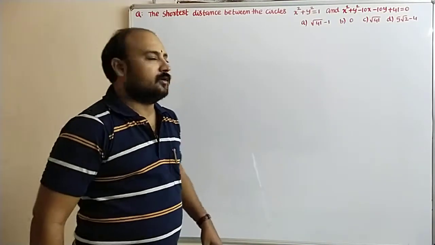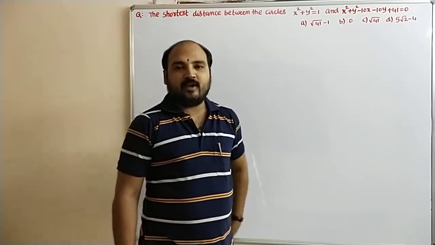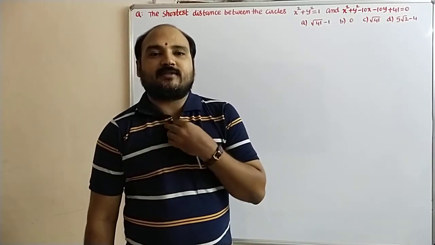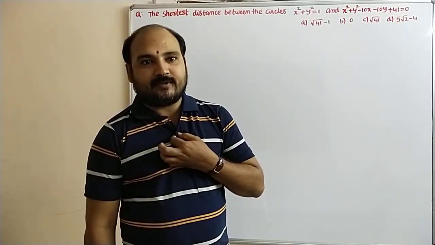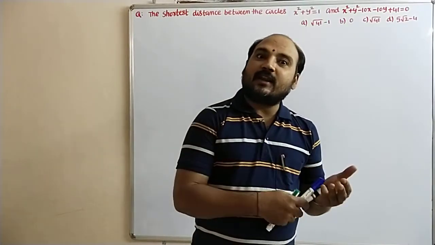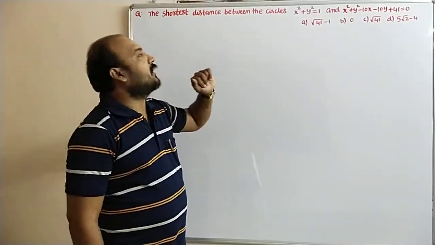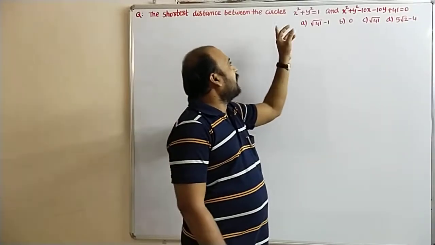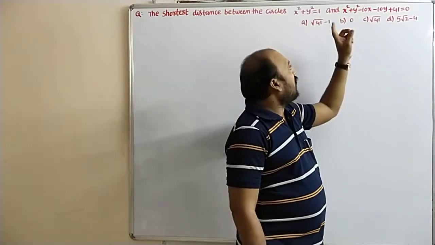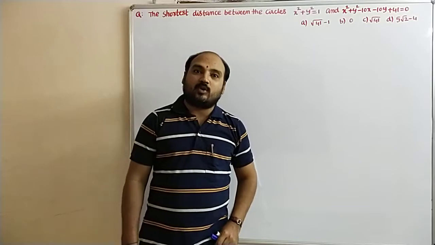The next question here. The shortest distance between the circles. In the previous sessions, I discussed the shortest distance and the greatest distance. Circle and line we discussed, and circle and point also we discussed. Now both the circles are there here. The shortest distance between the circles x square plus y square equal to 1 and x square plus y square minus 10x minus 10y plus 41 equal to 0.